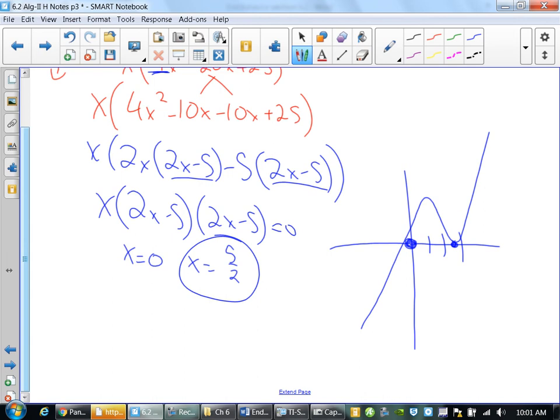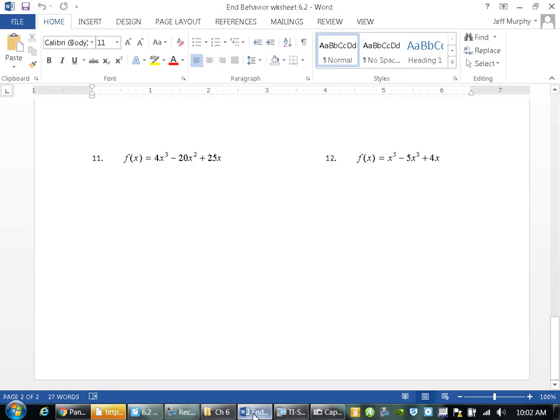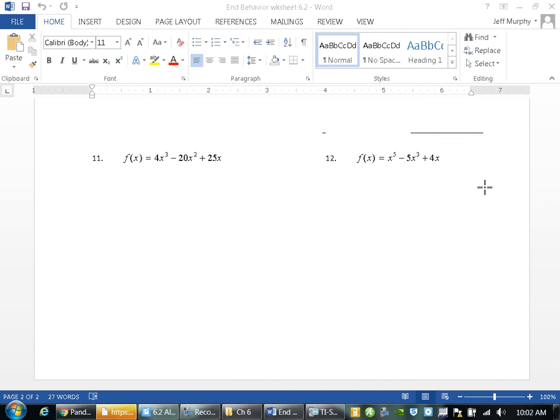Is it either 12 or is it... No, I don't think so. Does 12 work? Same as 12, because you pull out 1x, and then you get x to the 4th minus 5x squared plus 4x. Did I do 12? That was 11. Let me finish out with 12 before I do this. Sorry.